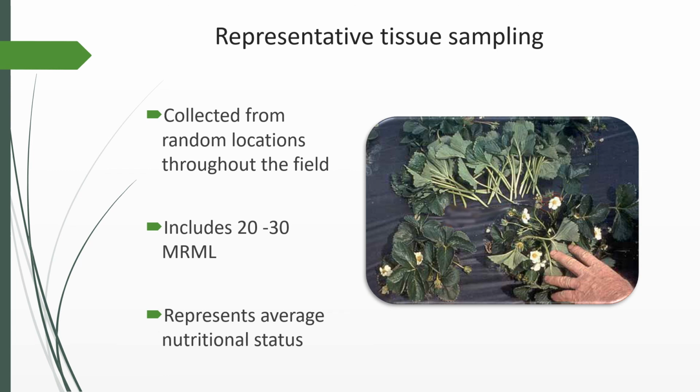So how do we collect a representative sample? A representative sample is collected from random locations throughout the field. It includes 20 to 30 most recent mature trifoliate leaves. This area that is collected represents the average nutritional status of the plants that were collected. Quantity is important for two reasons. The laboratory needs enough material for the chemical procedures, and the sample needs to be representative of the conditions that are in the whole field.